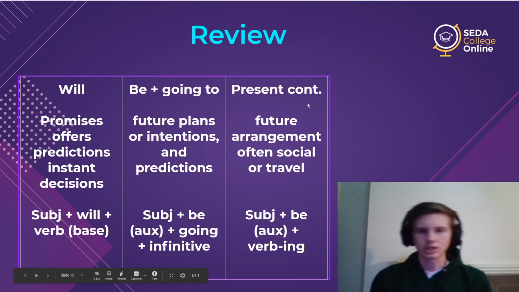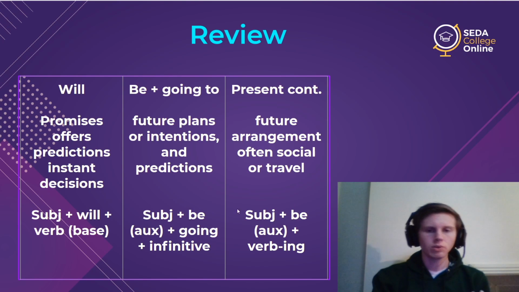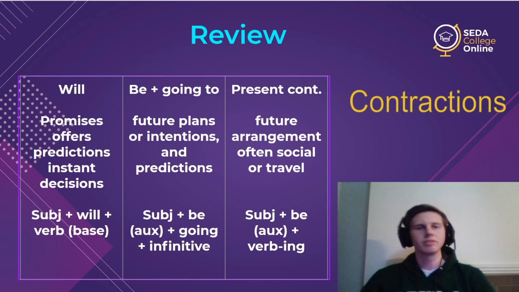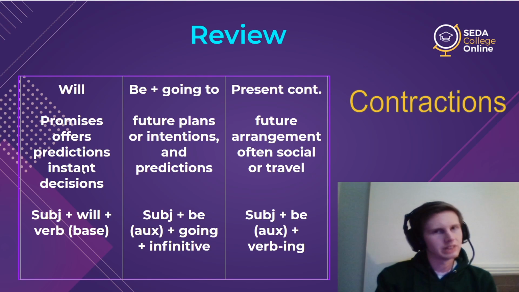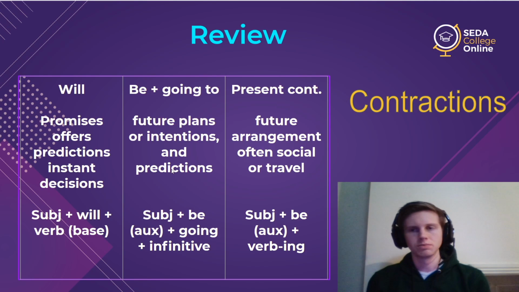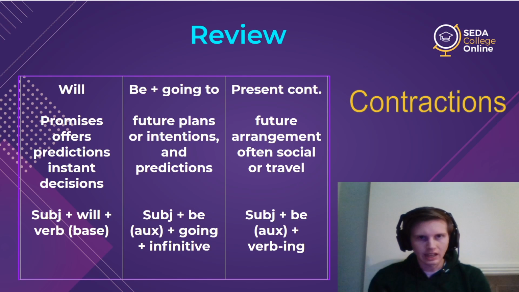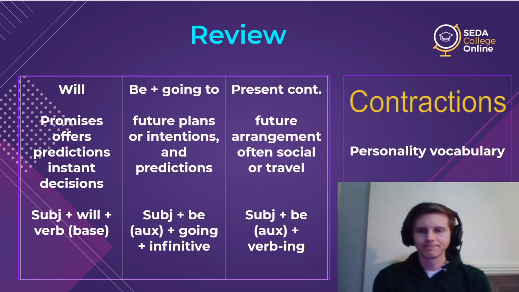And now we have the future continuous. These are for future arrangements, often social, and travel. And again, it's going to look very similar to the one before. Subject, be auxiliary, verb, ing. In addition, we talked a lot again about everyone's favorite thing, contractions. Woo! So we talked all about those. Don't forget them. All of these grammar points have lots of contractions. Don't throw them away. Keep them in your mind. You're going to hear them again and again and again. And then we reviewed some personality vocabulary.